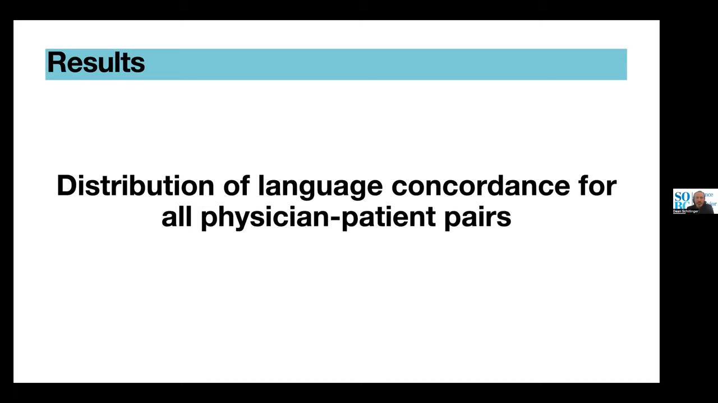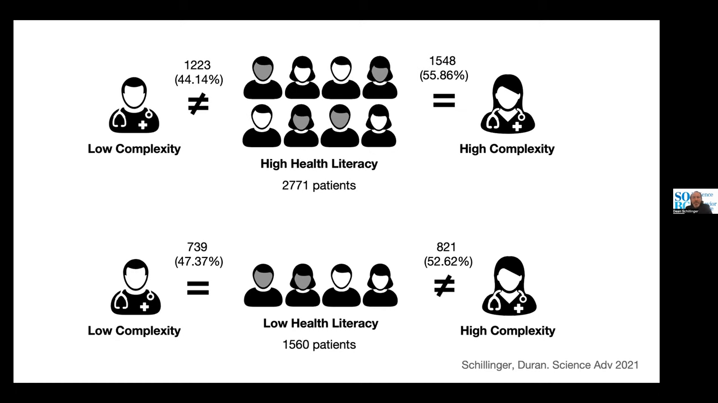So first, onto results, let's talk about the distribution of language concordance for all physician-patient pairs. We found that among patients with high health literacy, a majority, 56%, were communicating with physicians who also used high complexity language. However, in 44% of the cases, high health literacy patients were subject to communication from a physician who used low complexity language. In contrast, for patients with low health literacy, concordance was achieved not 56% of the time, but 47% of the time, in which their physician was using low complexity language. And 53% of the time, they were communicating with a physician who was using high complexity language.